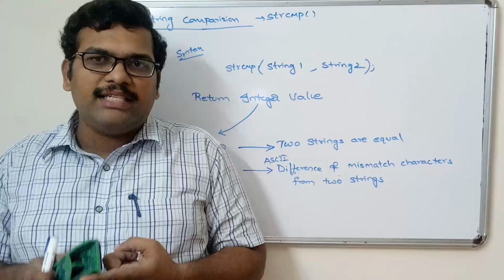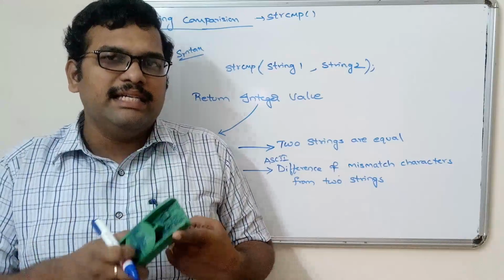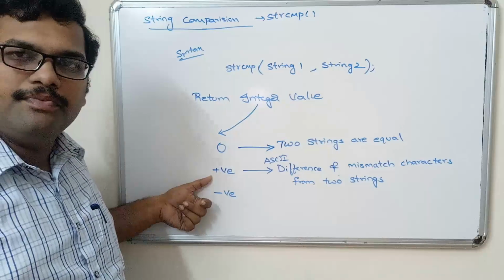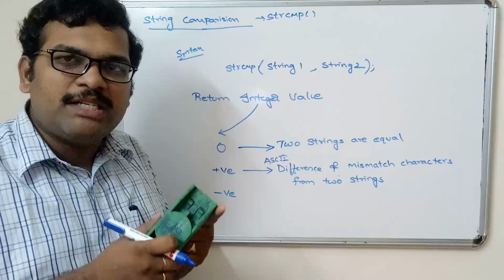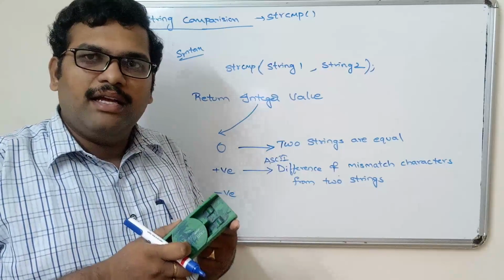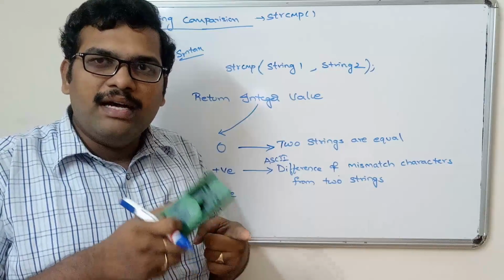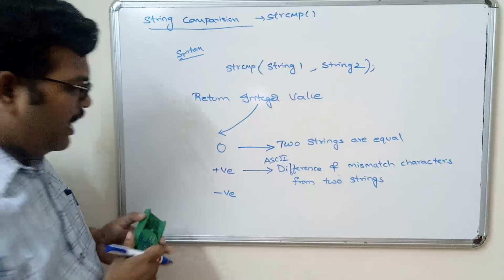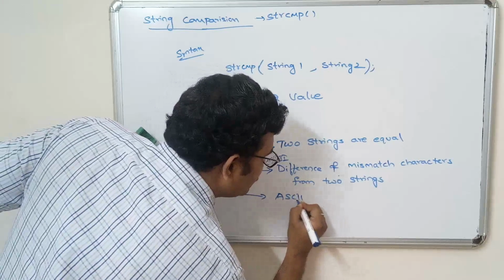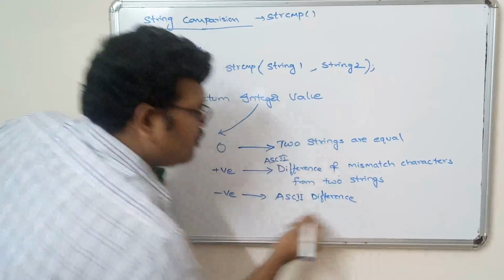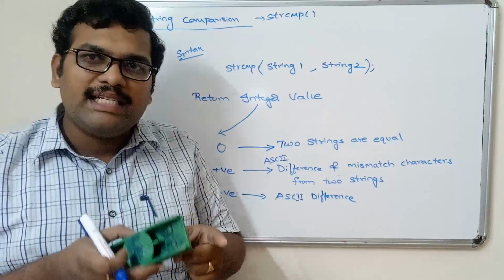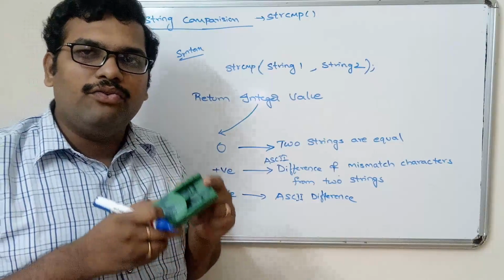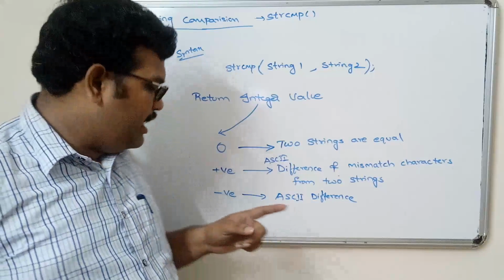If the ASCII value of the first mismatched character of the first string is greater than the ASCII value of the mismatched character of the second string, then it will return a positive value. And here also it will return the ASCII difference. If the ASCII value of the mismatched character of the first string is less than that of the second string, then it will return a negative value.